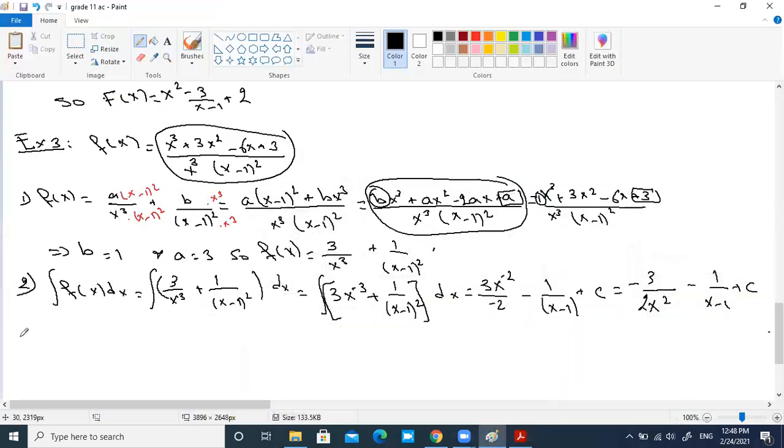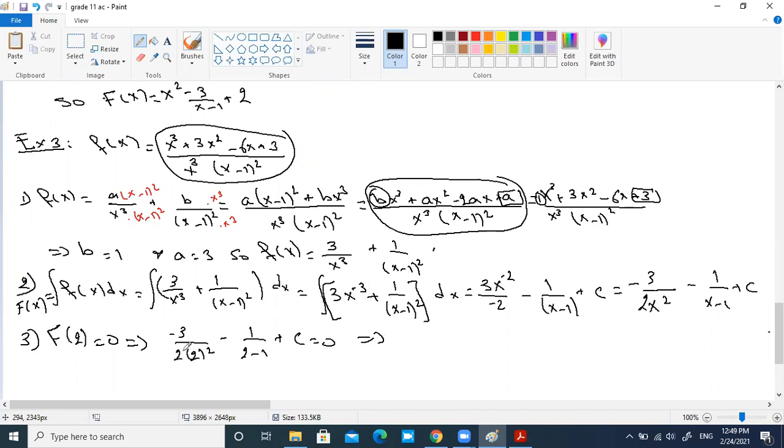Okay? So part 3, f of 2 is equal to 0. This is f of x. Here is f of x. The particular one that passes through the point 2, 0, f of 2 is equal to 0. This means replace x by 2. Negative 3 over 2 times 2 squared minus 1 over 2 minus 1 plus c is equal to 0.